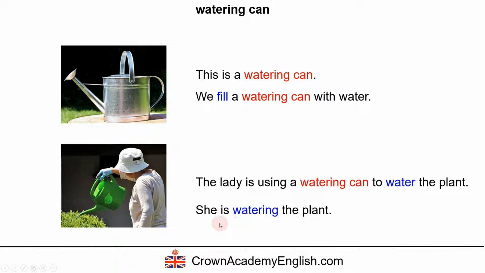Let's look at it again. So we can say she is watering the plant. She is watering the plant. So this is a verb.